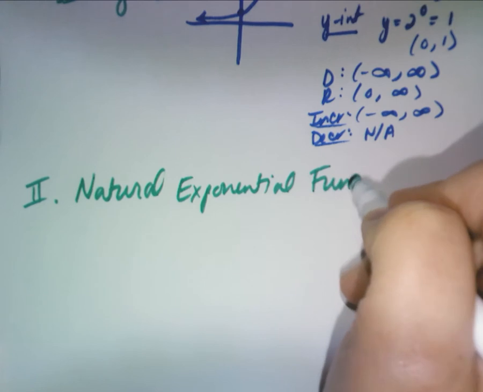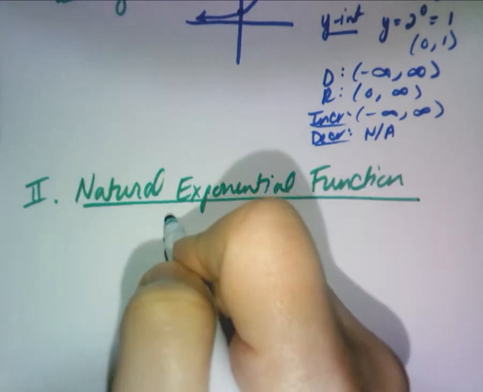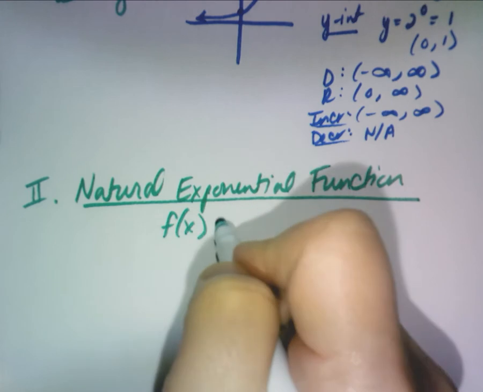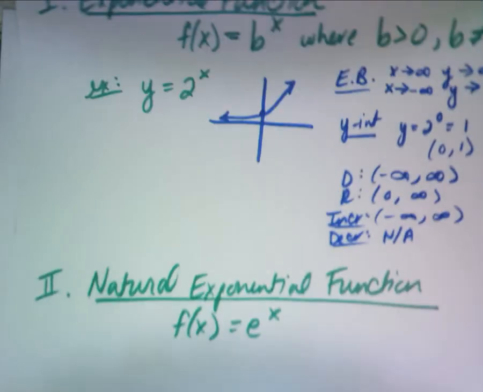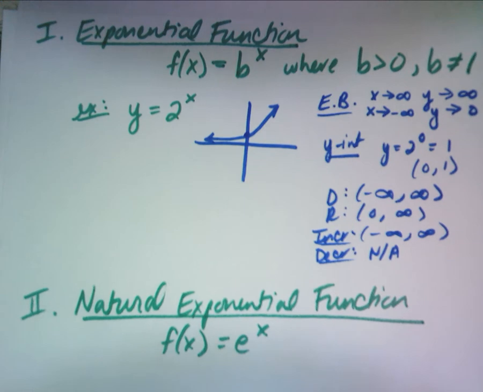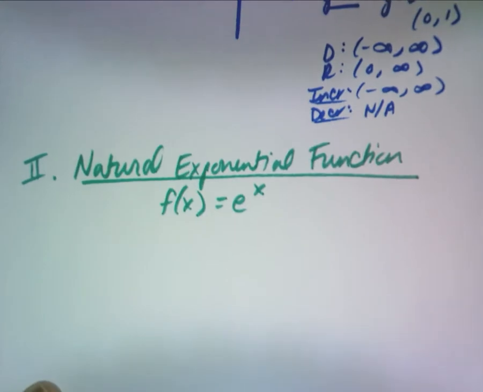The natural exponential function. That is the function that looks like e to the x, okay? Same thing, really. It's just this special number e, which is found in accounting and things like that, when you get to compound interest, which we're about to get to.